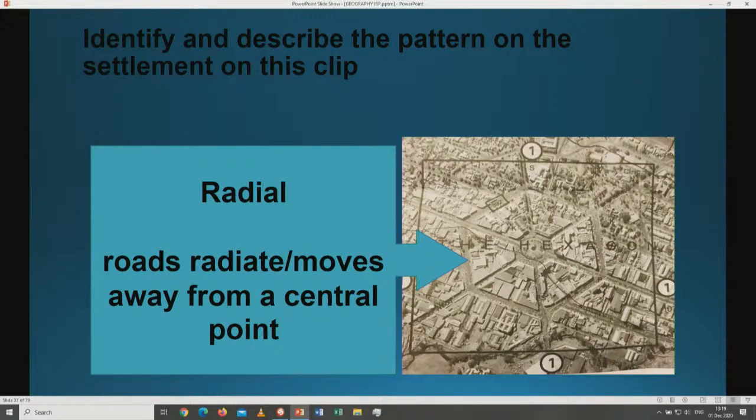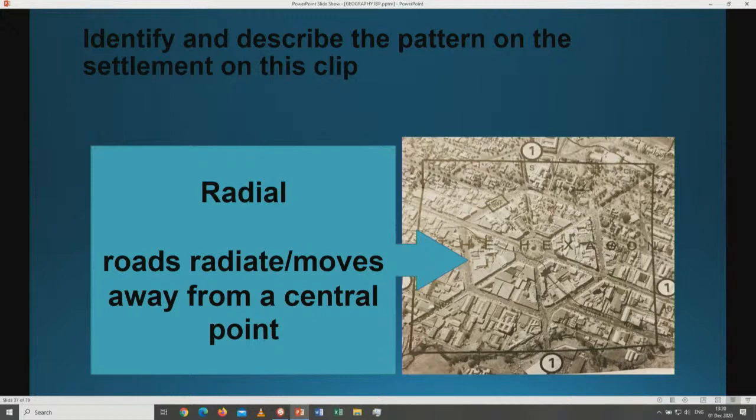All right. The following question, grade 12, says, identify and describe the pattern on the segment on this clip. Now, I took this clip on purpose. This was from the Queenstown map, but I took it and put it here in my presentation today so that you guys can see this. Because it's very important that you understand your street patterns.